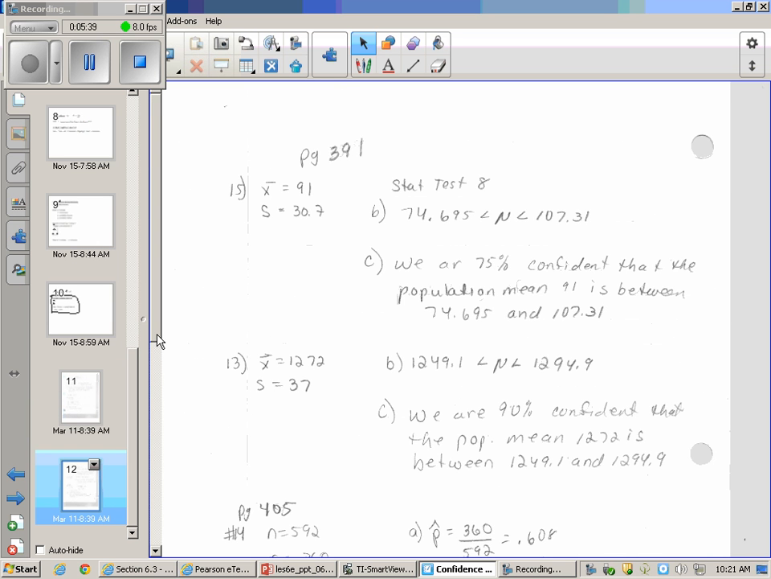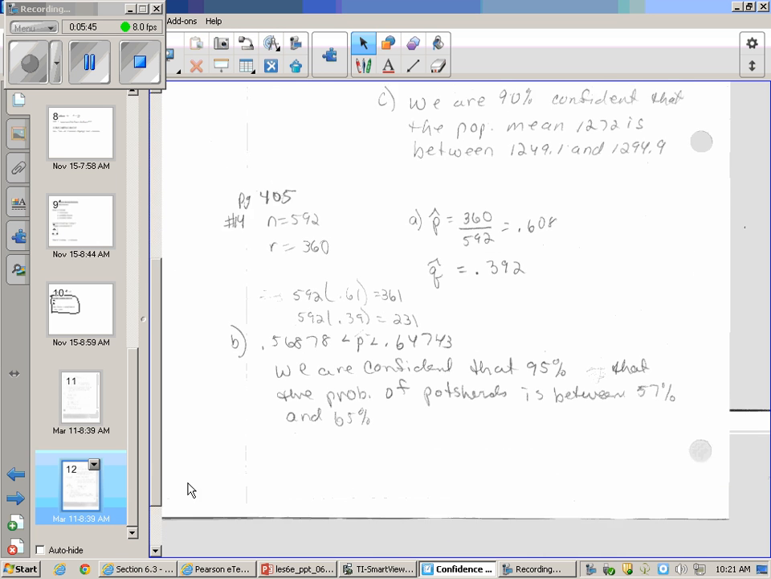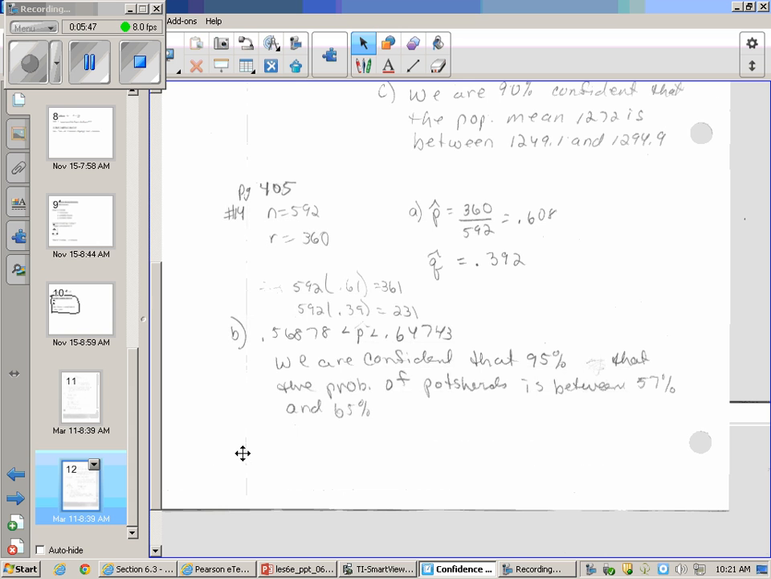If we go back to page 391, and let's just stay on 405. I'm sorry about that, I just realized I wanted to go back. Page 405, let's look at 14. Number 14 says find the point estimate. Your r was 360, your n was 592. So we're going to do 360 over 592, which is 0.608. The q hat is 1 minus 0.608, which is 0.392.